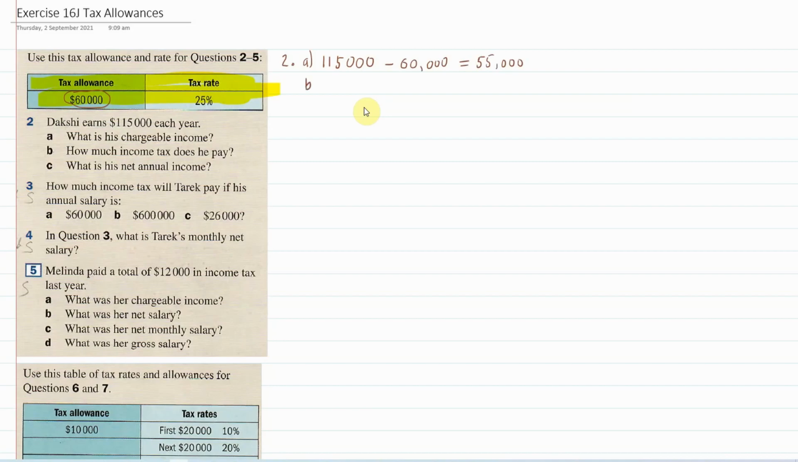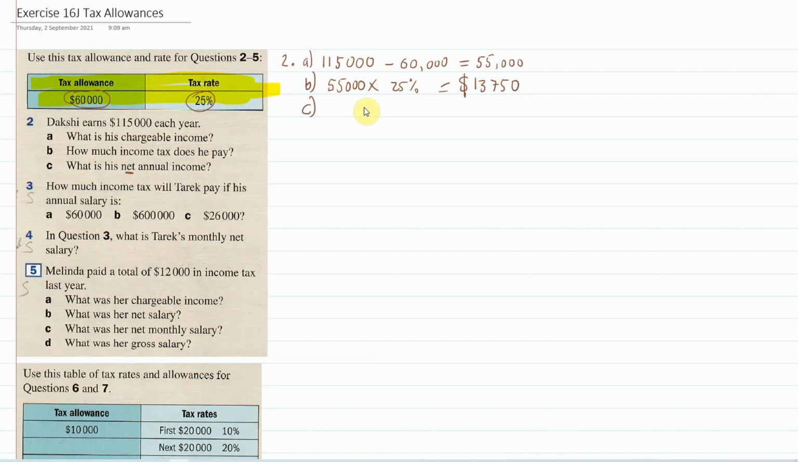Now, the second thing is he's paying tax at 25%. So we find out how much tax he pays by taking the $55,000 that he earns, then we multiply that by 25% to find the amount of tax. Now, if we do that, 55,000 times 0.25, he's paying a grand total of $13,750 in tax.